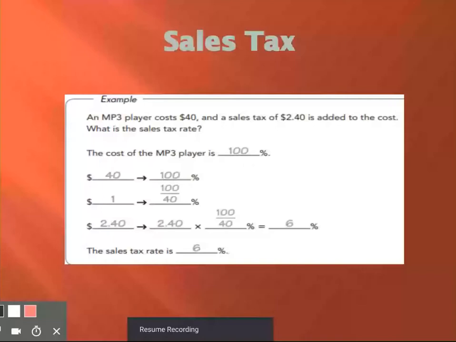All right, for the next set of sales tax examples, we're given the cost of the item, and then they tell us what the sales tax is, and we are supposed to find what percent sales tax is being charged. So we're essentially working backwards. So we know that the cost of the MP3 player is 100%. So $40 equals 100% in this case.